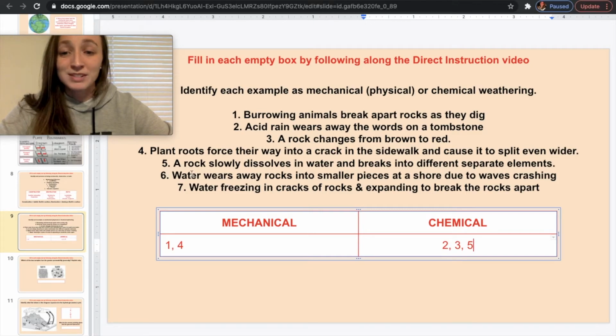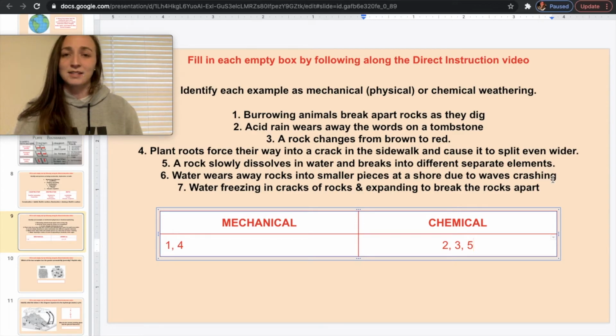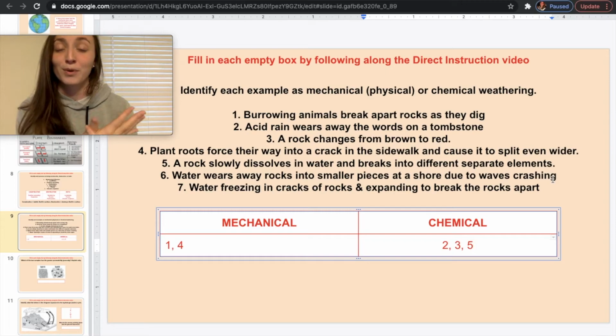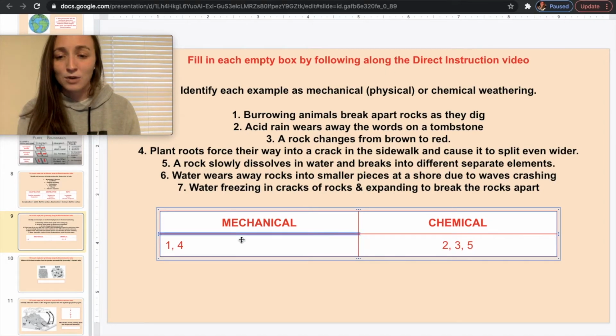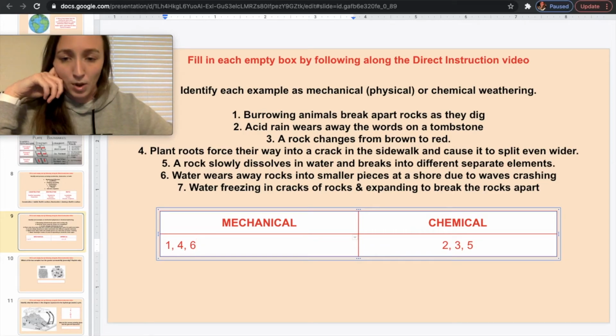Okay, number 6 says water wears away rocks into smaller pieces. There's that key word. At a shore due to waves crashing. So remember, anytime something is crashing into the rock and causing it to break down, that's going to be either your weathering or your erosion or your abrasion. Remember the word abrasion. So that is going to be mechanical because what's actually making up the rocks on the shore isn't changing, it's just getting smaller.